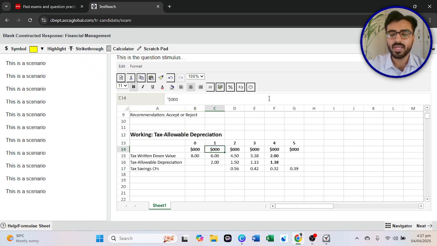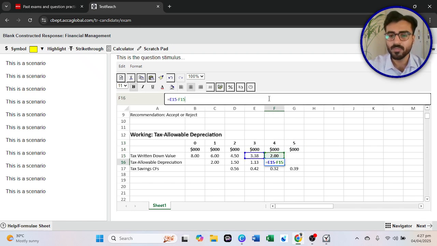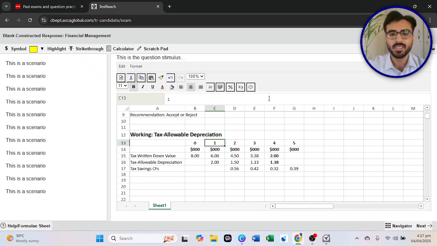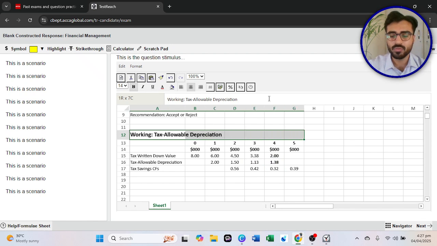So you just need to create the right formula in the first cells and then copy paste to the following cells. The only exception is the last year: tax written down value is equal to residual value, and last year's tax allowable depreciation is equal to opening tax written down value minus residual value. So I hope it is clear. Now let's do the second part.